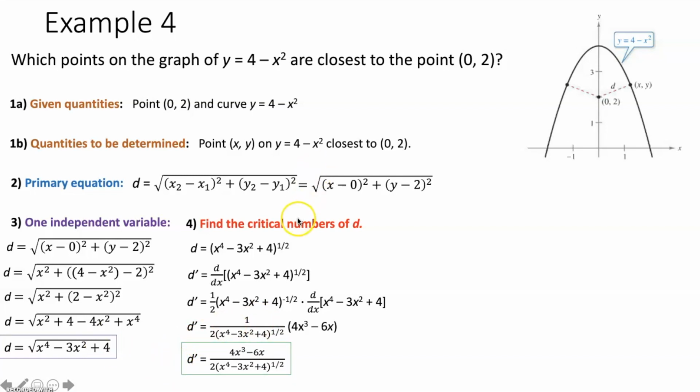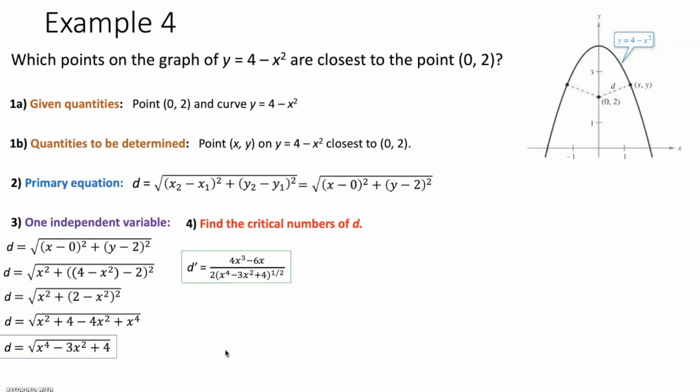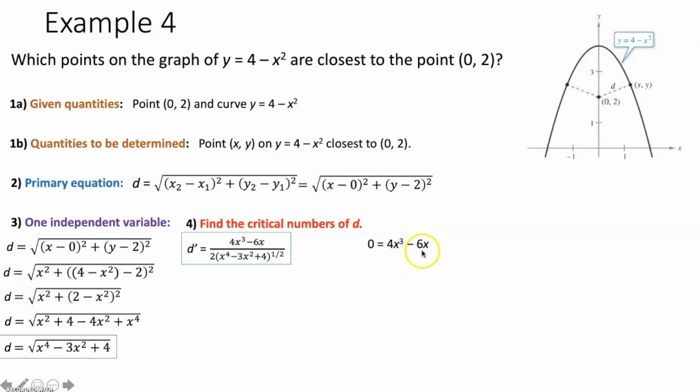But to find the critical numbers, I have to set my derivative equal to 0 and solve for x. Now here's the thing. With a rational function, the only way it's going to equal 0 is if the numerator equals 0. So we just have to set the numerator equal to 0 and solve for x. So let's do that. Here, I can solve this for x by factoring out a 2 and an x from each of these terms. I can then see that this times this equals 0. So I can use the zero product property and say that either this has to equal 0 or this has to equal 0.